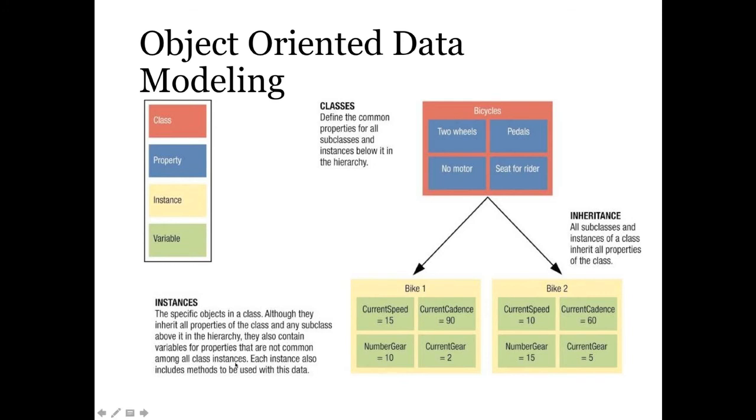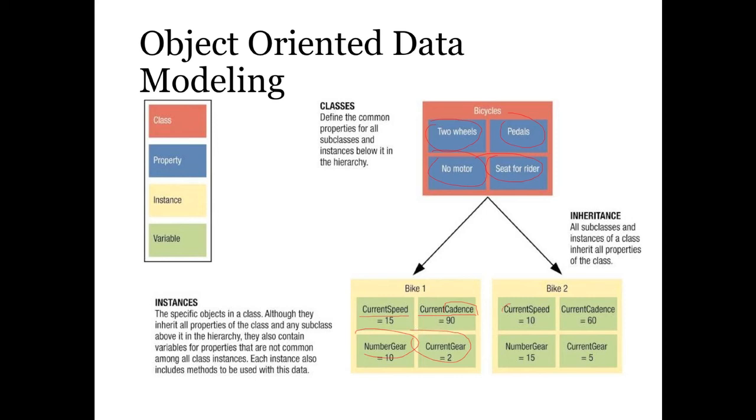Of course, in these slides, the example we use is a bike. So a bike, or bicycle in general, is a class. For every bicycle, usually we have 2 wheels, we need pedals, there's no motor, and there's a seat for the rider. However, once you need individual objects, you need to have more values defined. So here in bike 1, I define the current speed as this, the current cadence as this. I'm not a biker, I don't even know what that means. And the number of gears, the current gear.